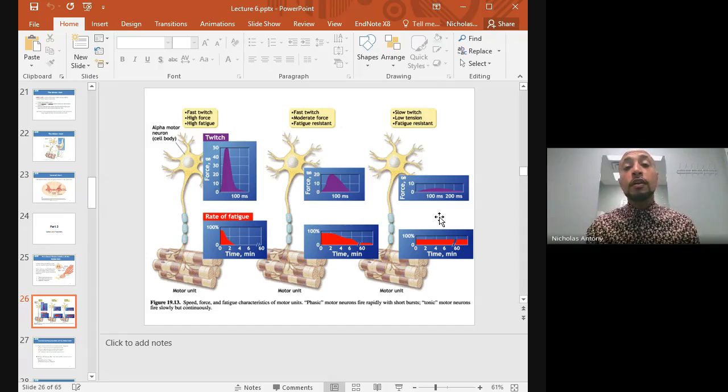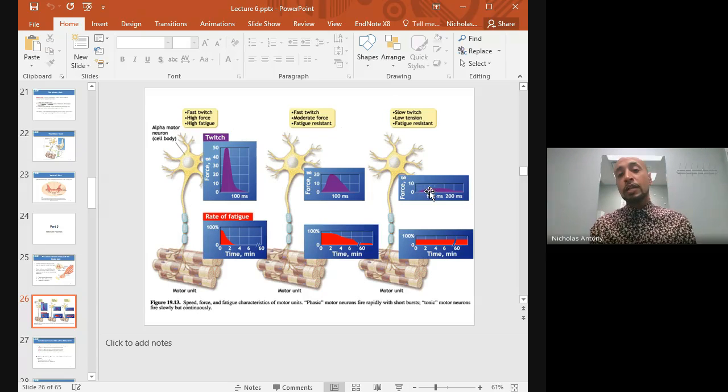Whereas on the very far right of the spectrum, we have an example of a slow twitch fiber, or an endurance-based muscle fiber, where it takes a very long time to contract.